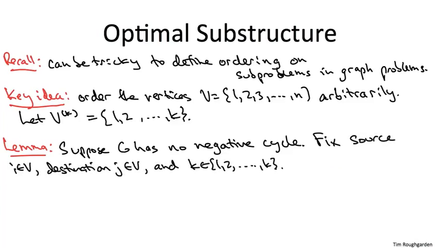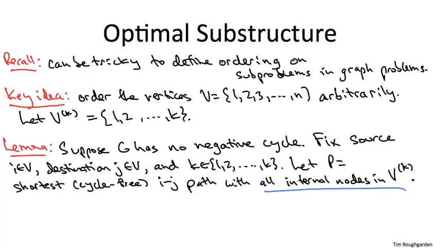So now we focus on an optimal solution to this subproblem, by which I mean amongst all paths which begin at the vertex i, end at the vertex j, and strictly in between i and j as internal nodes contain only vertices from 1 through k. Amongst all of those paths, we look at the one with the shortest length. And because we're looking at the case of no negative cycles, we can assume that this path has no cycles. It's a cycle-free path.